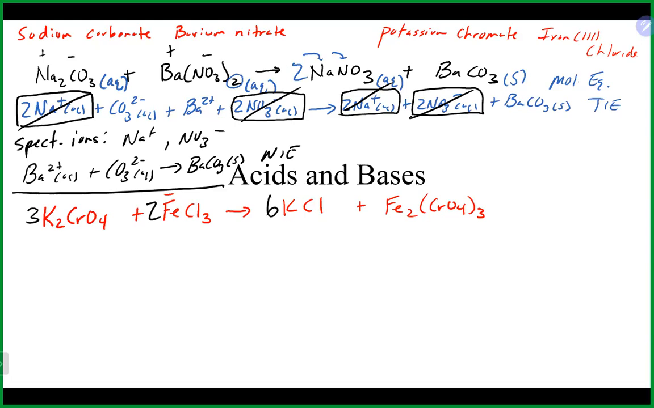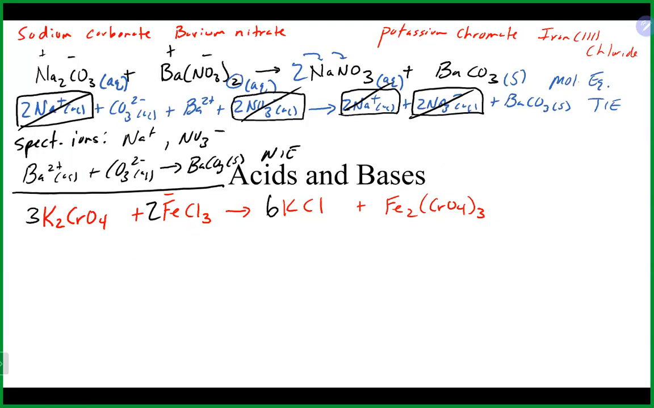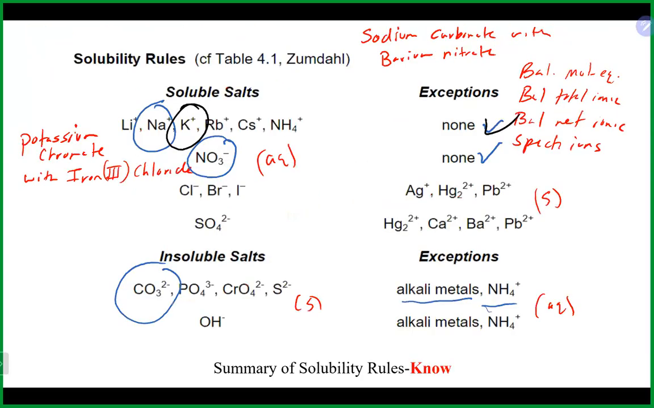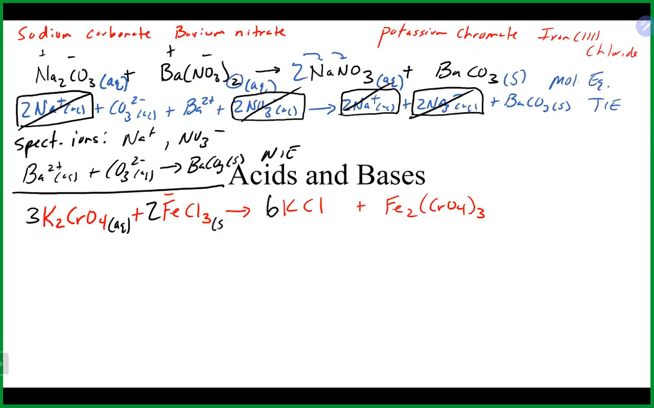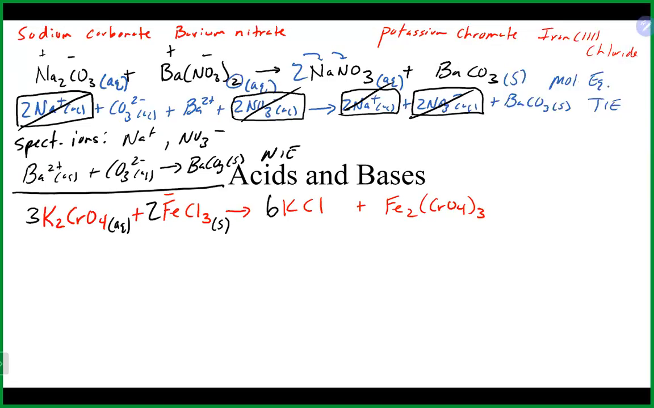And once again, looking back on our chart, I see potassium, which is soluble in everything. So as soon as I see that potassium, I know that this is aqueous. I have iron 3 chloride in this case, and chloride is soluble in everything except for silver, lead, or mercury, and that's not iron in this case. So it is going to still be soluble. Soluble, which is not the S, it is aqueous. There we go.